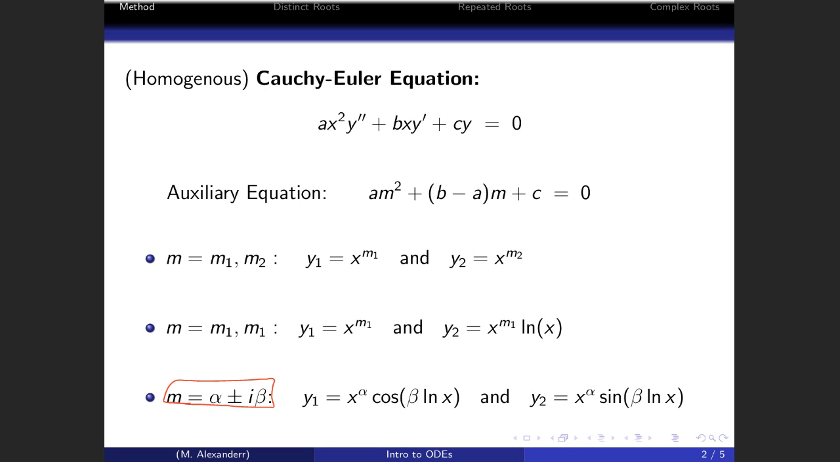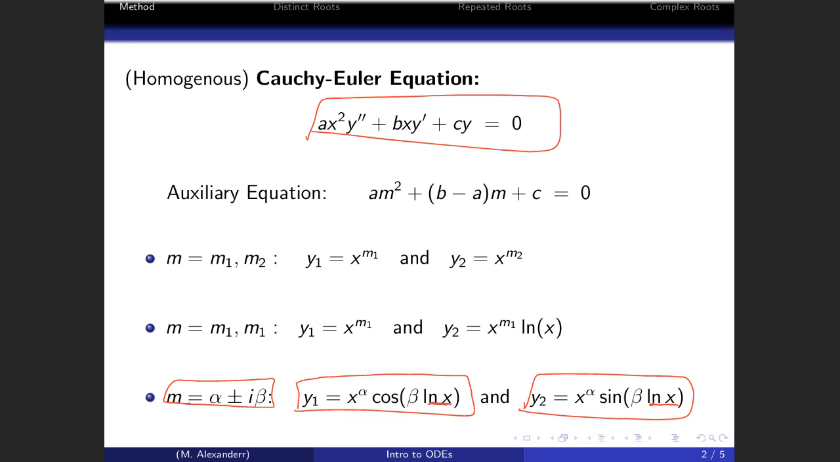And in this case, your linearly independent solutions are going to be of this format. It's going to be x raised to the alpha power cosine of beta ln of x. So we have to be careful on the format here. And then the second solution is going to be x to the alpha sine of beta ln of x. And so these are your two linearly independent solutions to the homogeneous equation on the very top.